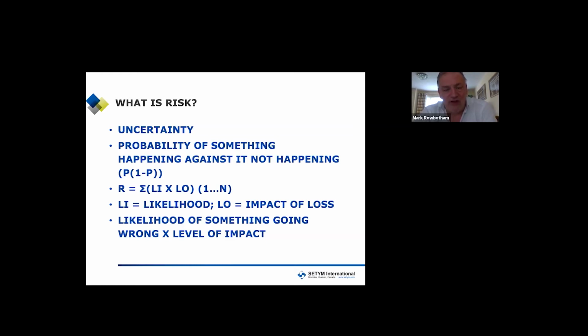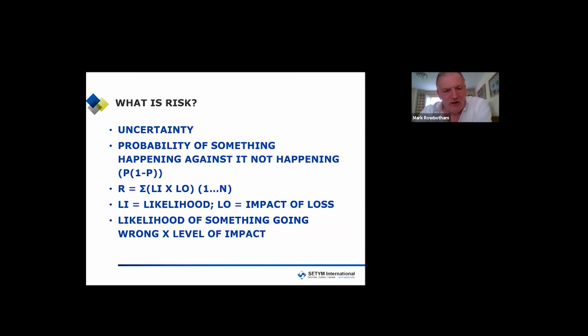So it is, in this case, the probability of something happening against it not happening. And this is a mathematical formula that says P, which is our probability, multiplied by 1 minus P, that it won't happen. And that would give us a form of distribution in statistics that would then say what is therefore the risk factor based on the probabilities concerned.